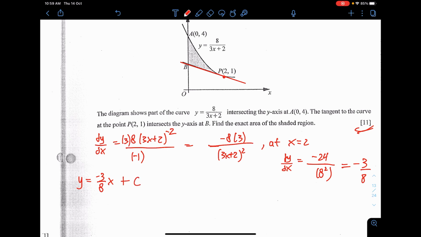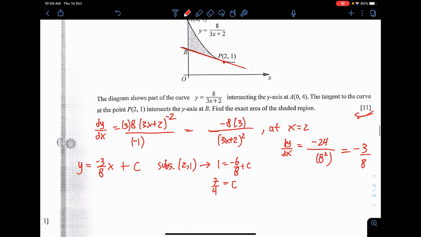Okay, the tangent of the curve at (2,1). So I can sub in x equals 2 and y equals 1. You're going to get 1 equals negative 6 over 8 plus c. C must be 14 over 8, or that is 7 over 4. Hence the line that we have here is y equals this plus this. Not such a nice equation, but it's better than nothing, I guess.